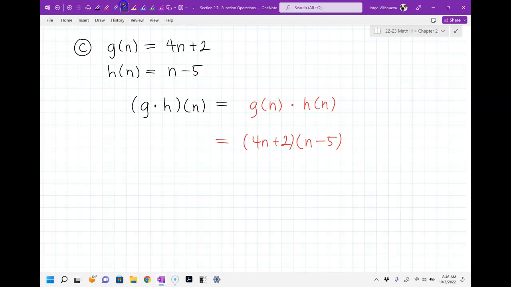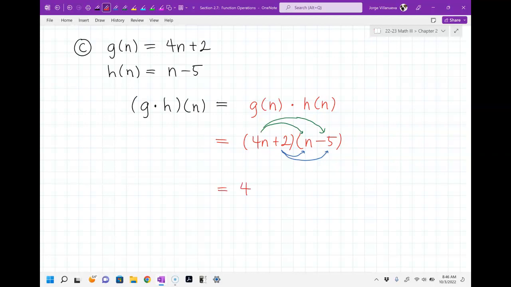Okay? So I'll kind of draw the picture here. You're going to do 4n times n and 4n times negative 5. Okay? So that's the first thing you're going to be doing. And then after that, you're going to work on 2 times n and 2 times negative 5. Okay? So that's what we're going to have to do. So let's go with the green ones first.